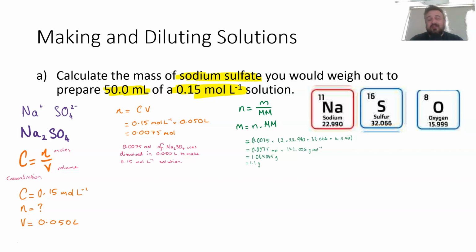So when we're making up this solution in 50 milliliters, we put 1.1 grams in, and then we add our water up to 50 milliliters and shake it away.